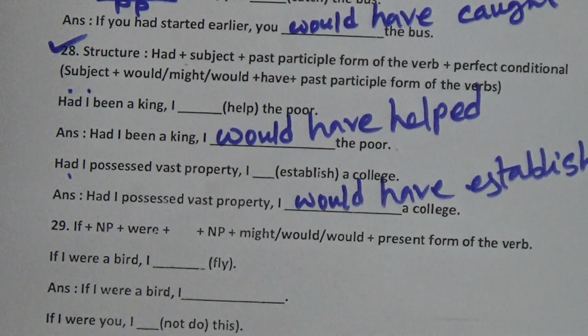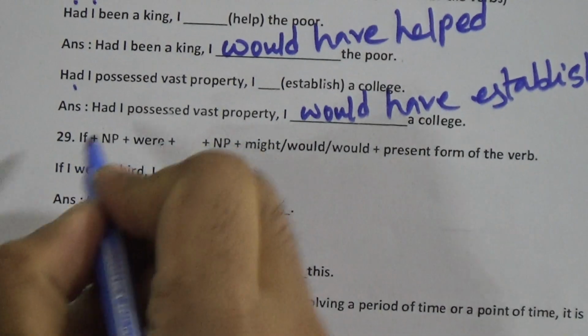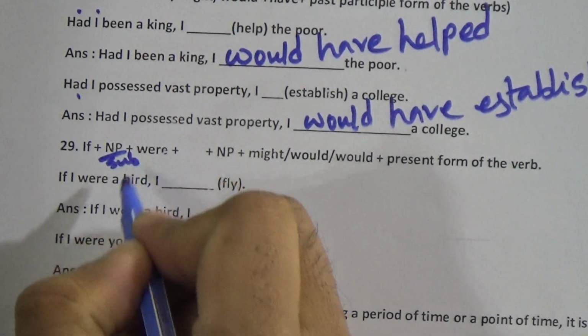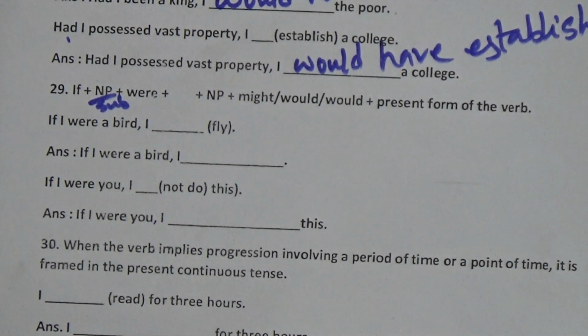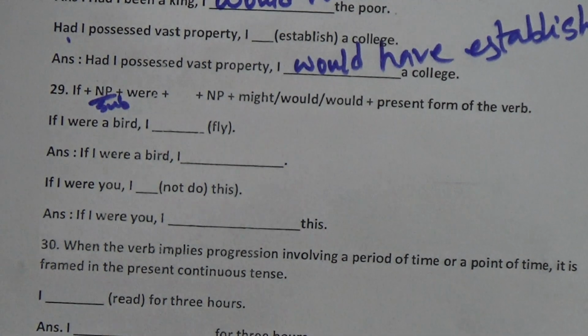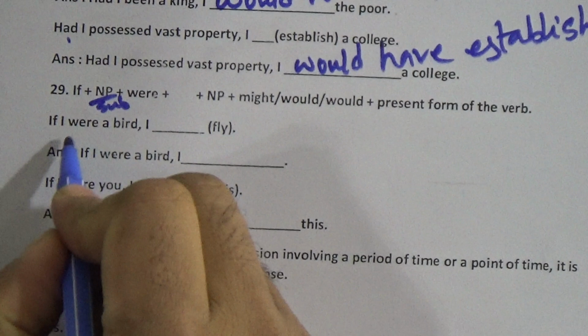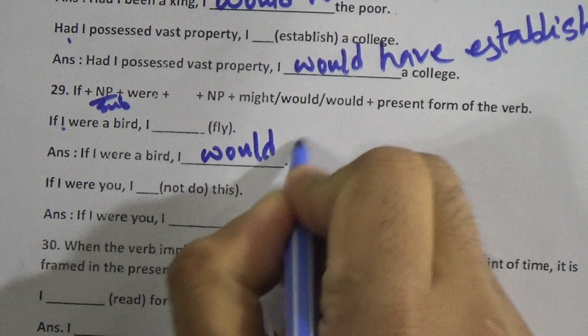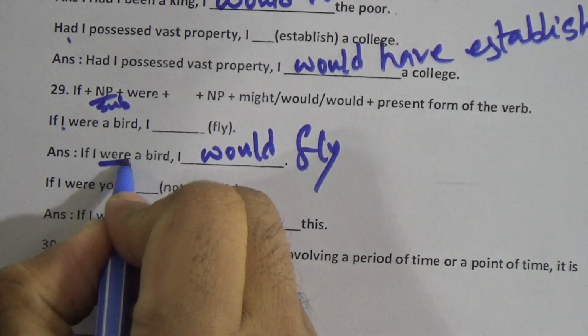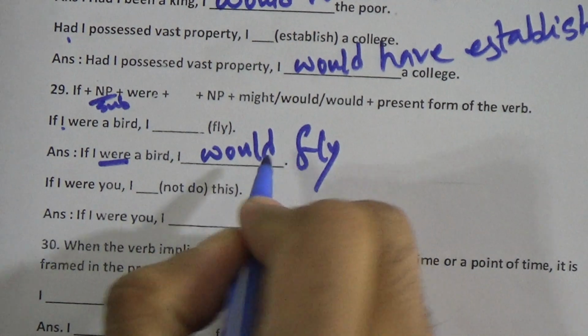If plus NP. Here you can write subject, or noun or pronoun. It may be noun or pronoun, plus "were." That means in this rule, whatever the subject is, first person, second person, or third person, there must be "were." If I were a bird, I would fly. Because of "were," the past conditional will be used here.